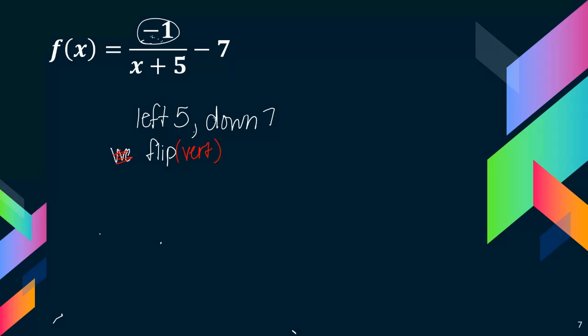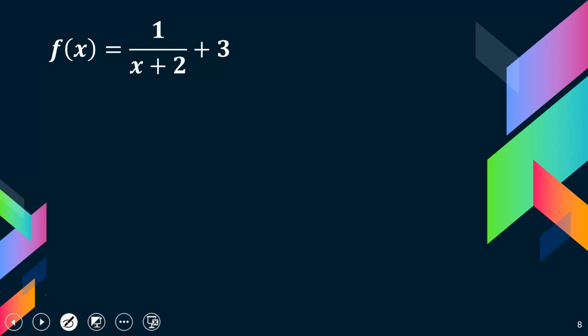There we go. Okay. Let's try another one. I've got H is +2, which means that I am moving left 2. K is +3, so I'm moving up 3. There is no shrink or stretch, and there is no vertical flip. That is it. I am done.